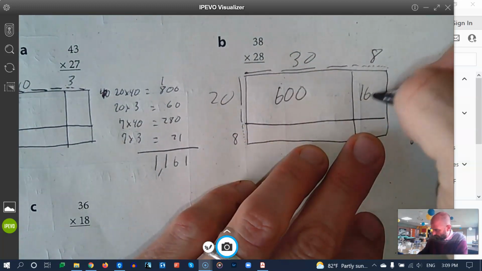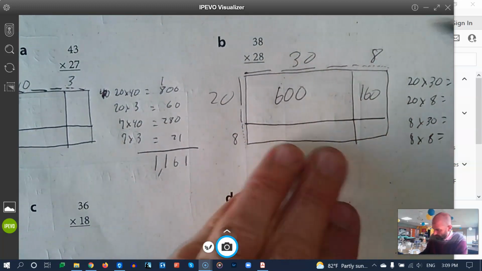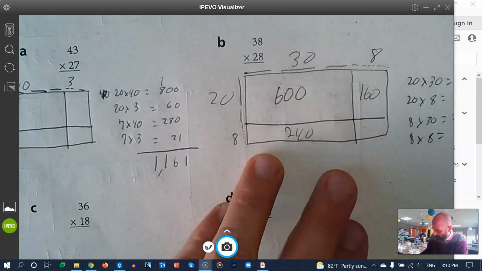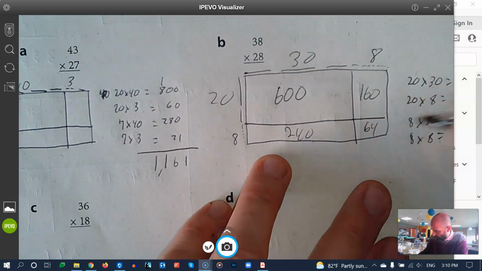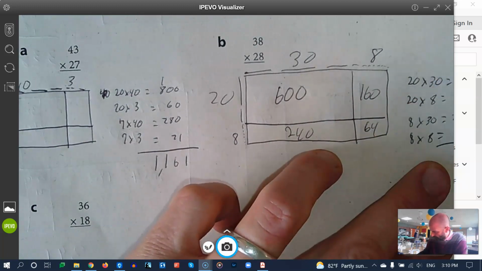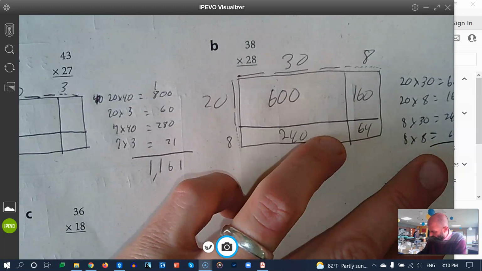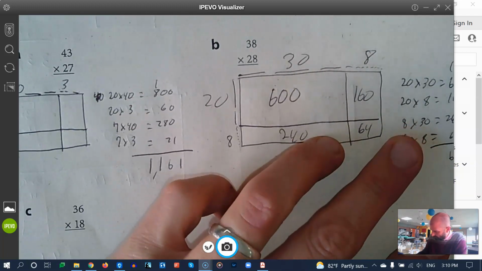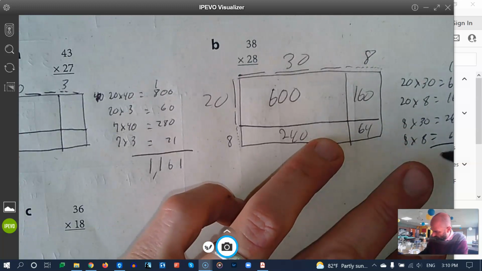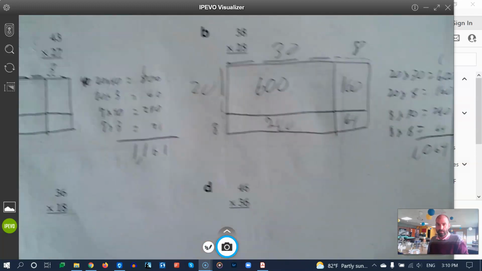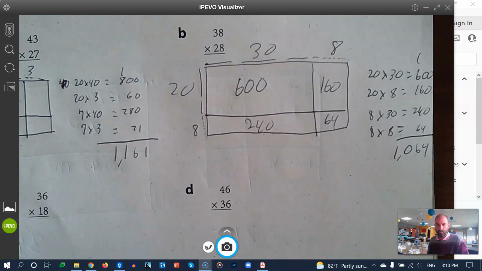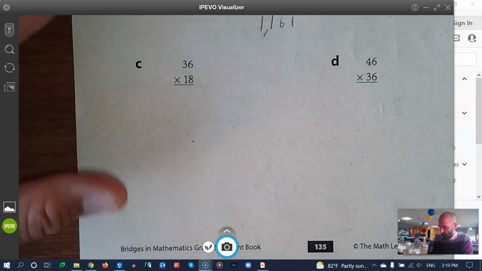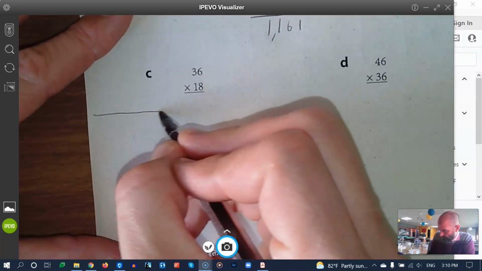20 times 8, which is 160. 8 times 30, which is 240. And then 8 times 8, which is 64. I wish they gave you more room. Zeros plus 4 is 4. 6 plus 4 is 10, plus 6 is 16. 1 plus 6 is 7, plus 1 is 8, plus 2 is 10. So 1,064. Sorry about that. Moving on to C in 3, 2, 1.